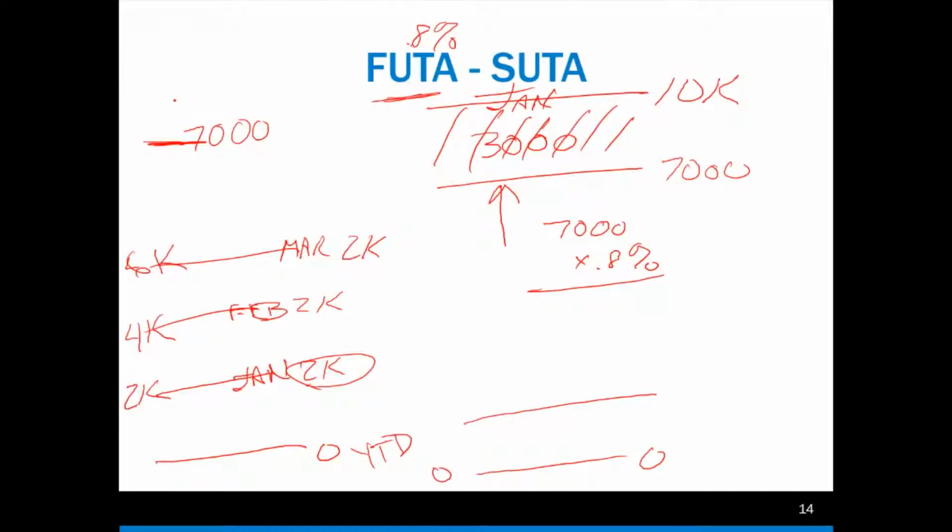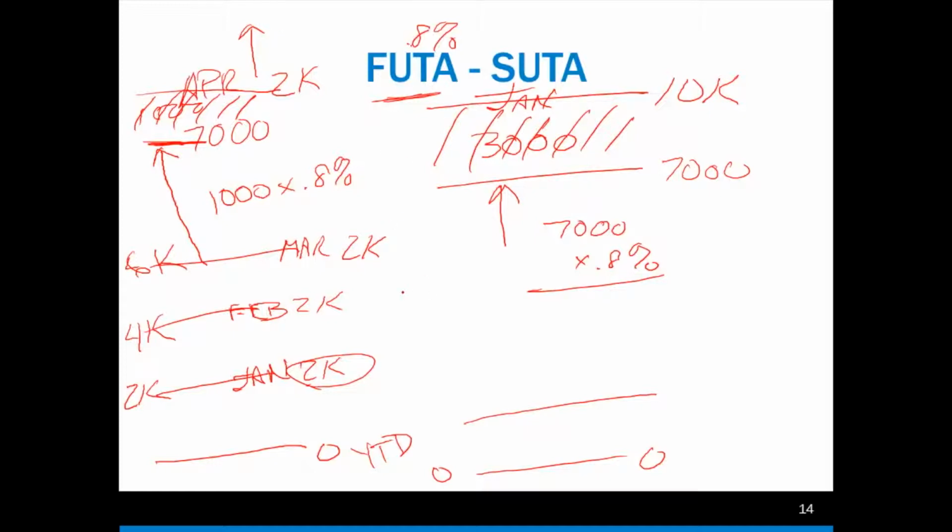Then April comes, and he gets paid $2,000 more. How much of the $2,000 is taxable? Well, the year-to-date was $6,000, and you're taxed on all the way up to the limit. That's $1,000. That's what you would be taxed on by 0.8%. The remaining $1,000 of the paycheck is non-taxable, and that employee, going forward, would never have anything else additionally taken out for FUTA and SUTA.